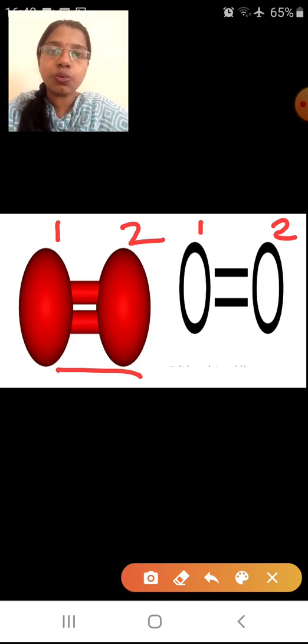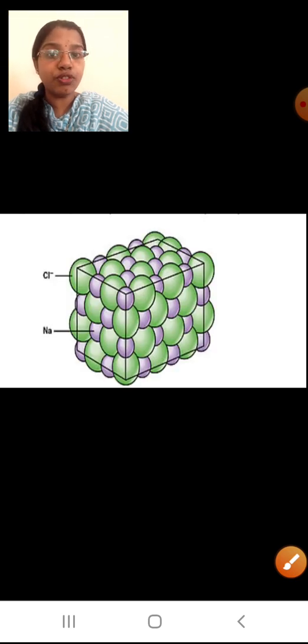Okay students, I just wanted to show you that the elements nitrogen, oxygen, hydrogen, chlorine, they all are diatomic in nature. I hope you have understood what the diatoms, the monoatoms, and the compounds are. We'll just see an example of a compound again, which you have seen before also.